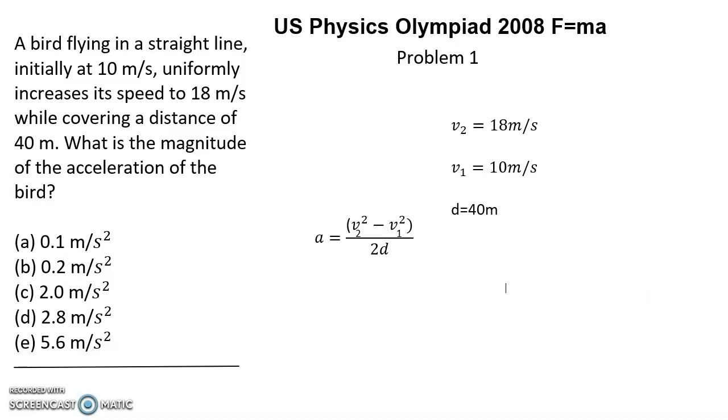Now we can input numbers, and this is the solution. We have finally 2.8 meters per second squared. Of course, this is the answer, D.